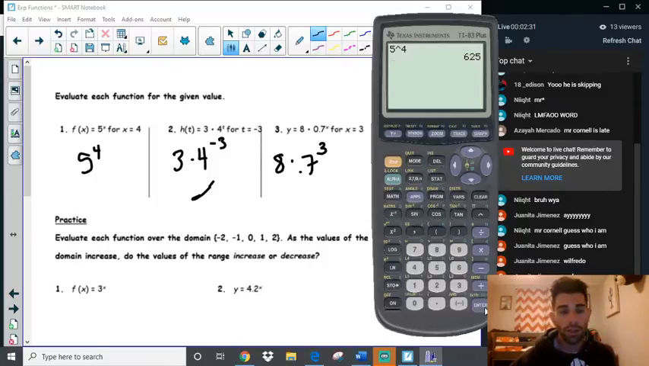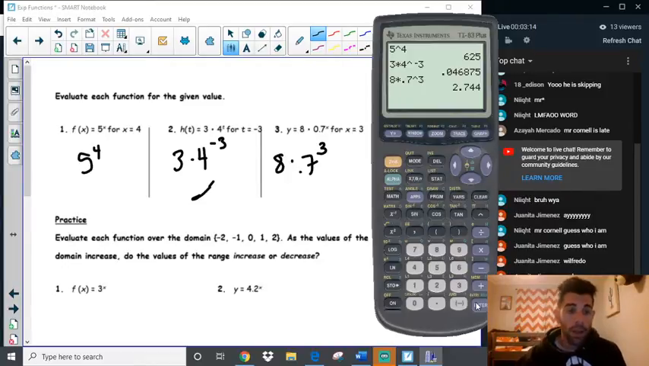Number 2 says 3 times 4 to the negative 3rd power. So I would do 3 times 4. Remember, this is the exponent button, and then I'll do negative 3. And I would have 0.046875. And that would be my answer for number 2. And number 3 says 8 times 0.7 to the 3rd power, and you'll have 2.744. And that's just a quick little warm-up for you and making sure that you know how to put those in your calculator. Now, when you go over to these next practice problems, same exact scenario, but there's a shortcut to it.